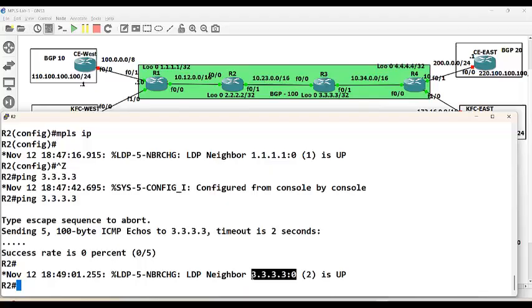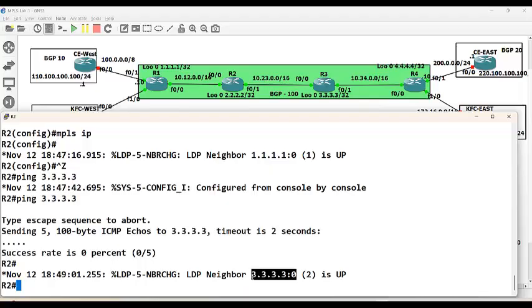If you do something according to whatever your mind says, you go to R1 and say neighbor 10.34.0.4. If you do that, BGP will come. Your VPN also will come. Even routes will come from KFC West to KFC East and vice versa. But when you ping, the ping won't happen. Alright, so when you form IBGP between R1 and R4, whether you have multiple redundant paths or not, you have to form the neighbor using update source loopback.